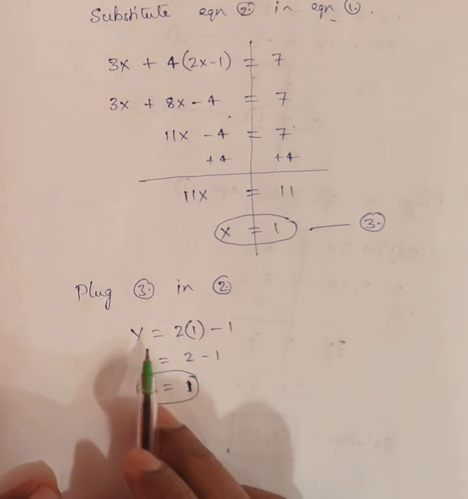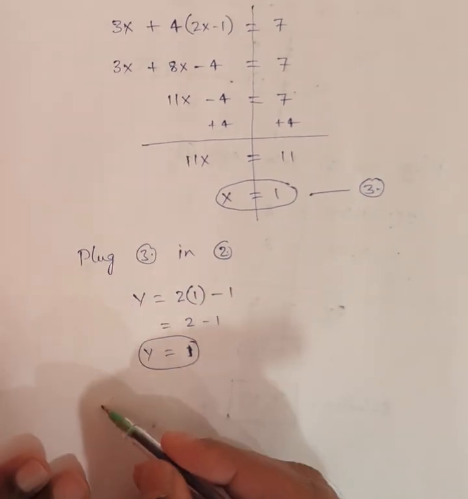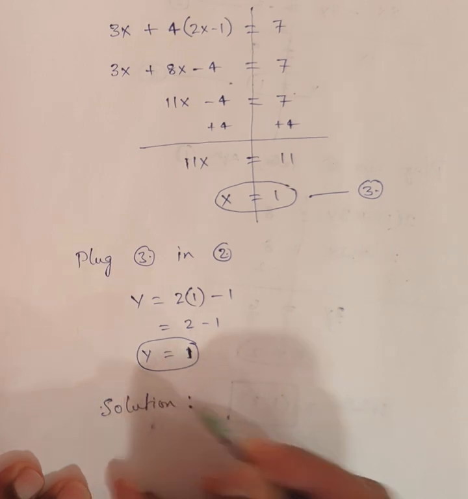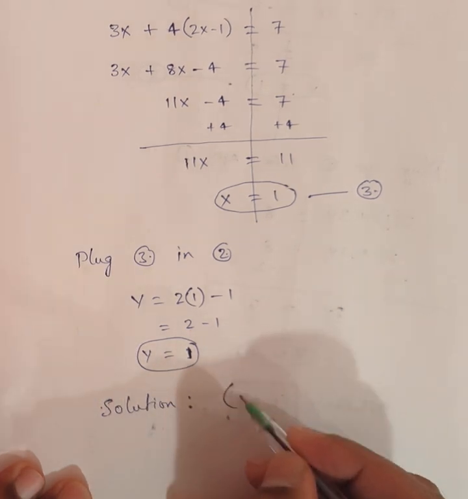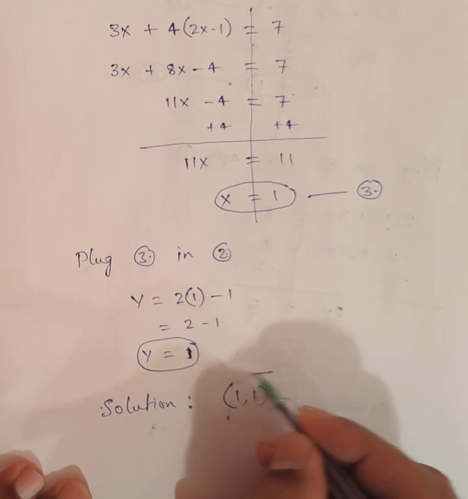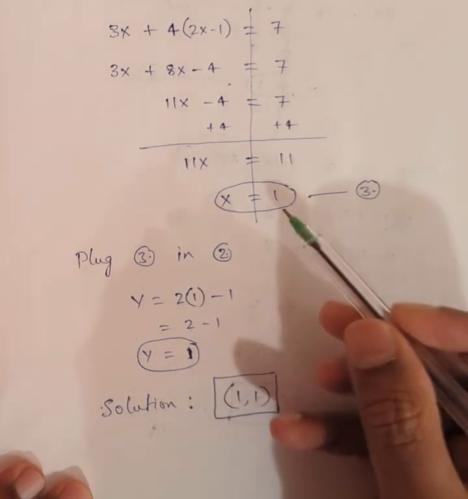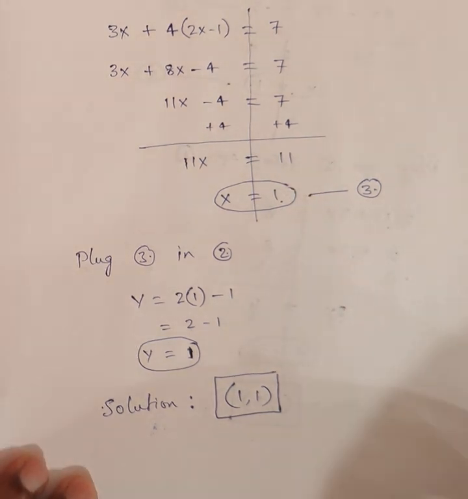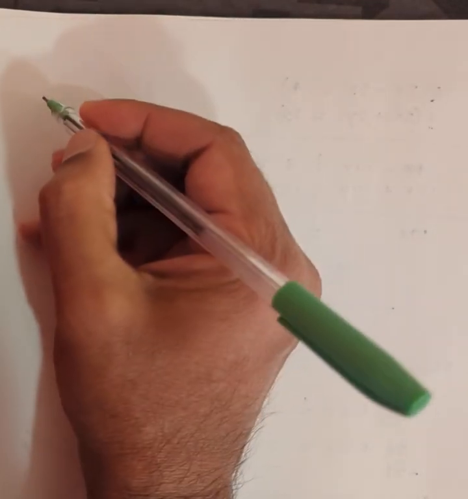So we have both x and y. So at this point, we can write our solution. Solution is x equal to 1, y equal to 1. So we found x and y. And when we have both of those numbers, it's done. Now let's look at one other example.